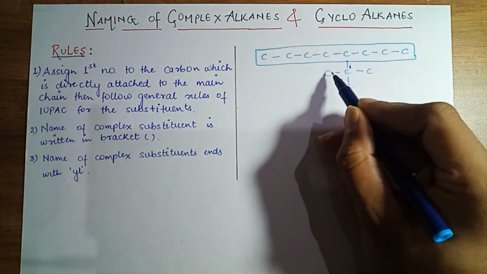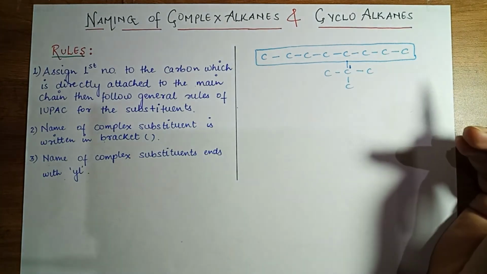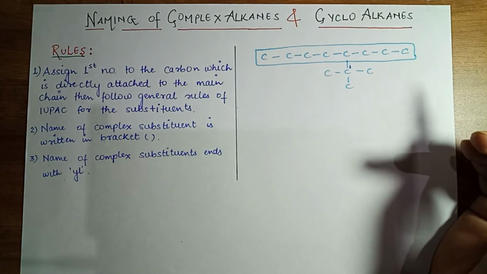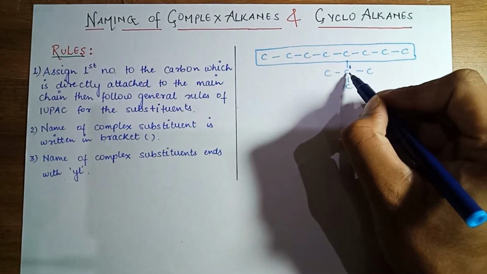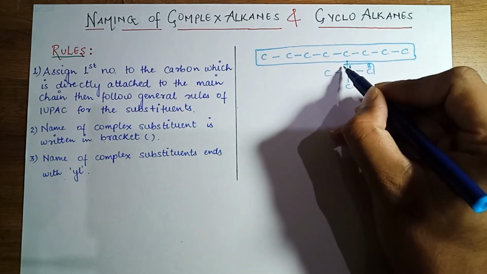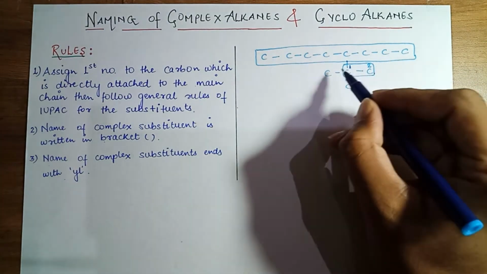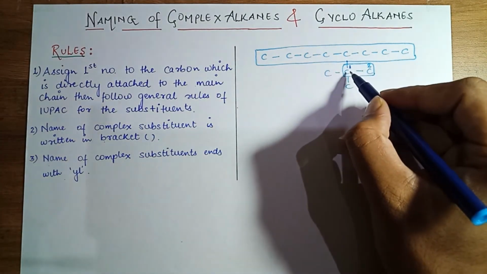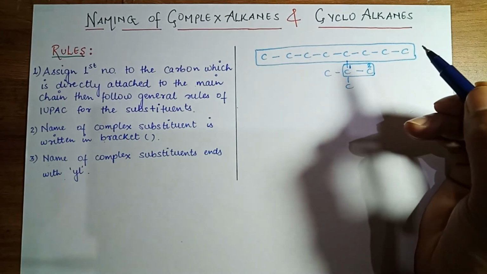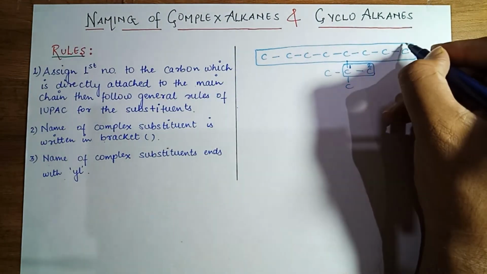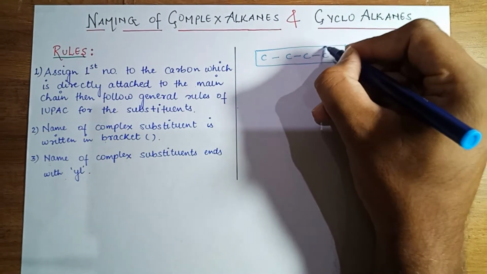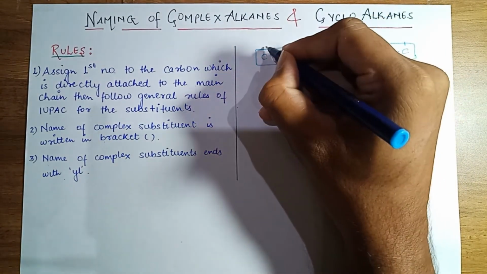Now in order to name this substituent, we have to follow the general IUPAC rules. Again in this we will select the longest carbon-carbon chain. So the longest carbon-carbon chain is 1 and 2. You don't have to select 1 2 3; the numbering has to start from the carbon which is directly attached to the main carbon-carbon chain. Now we give numbering to the main carbon chain: 1 2 3 4 5 6 7 8.